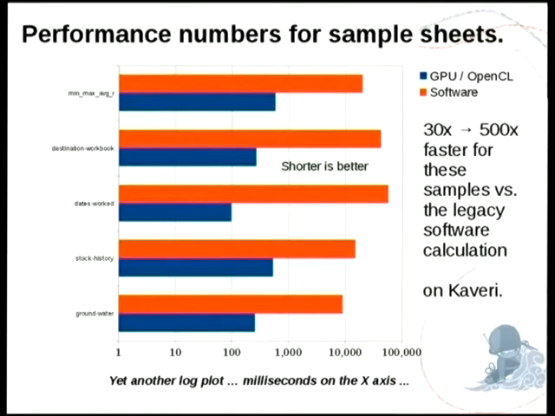I mentioned this is a log plot, again, with milliseconds on the x-axis here. And the orange one is where you don't want to be. That's where it was before we started the work. And you'll notice that each one of these bars is a factor of 10. So it's looking better in many ways, and shorter is better here. So 30 to 500x for these few samples that we looked at.